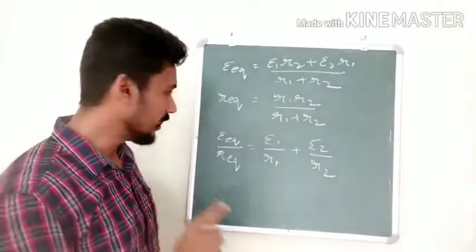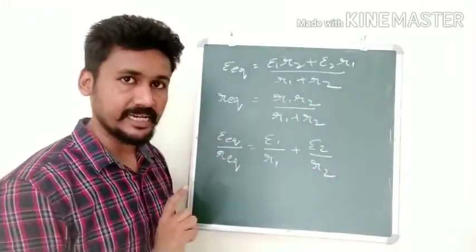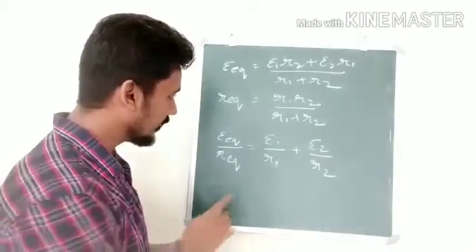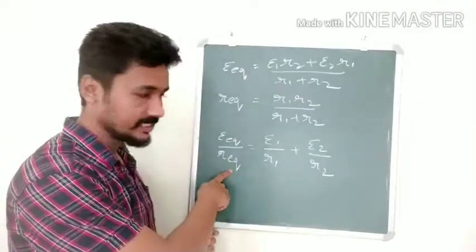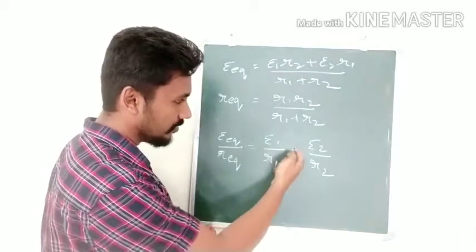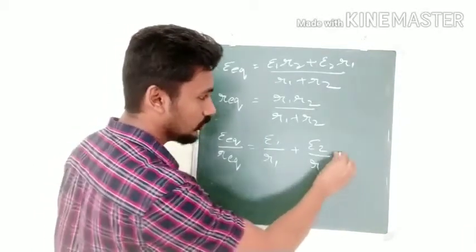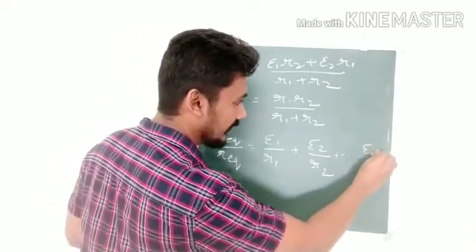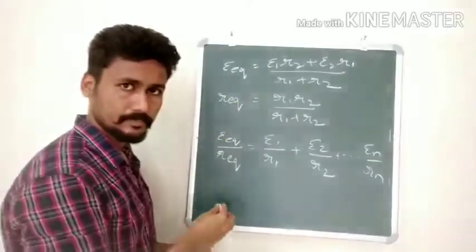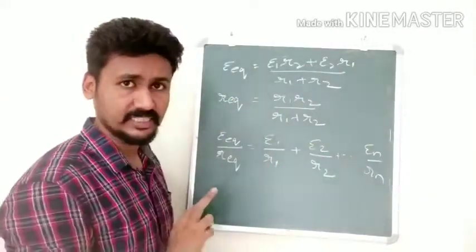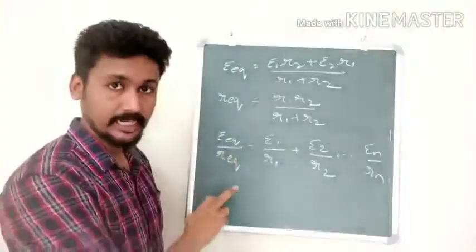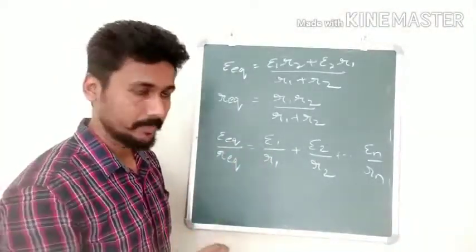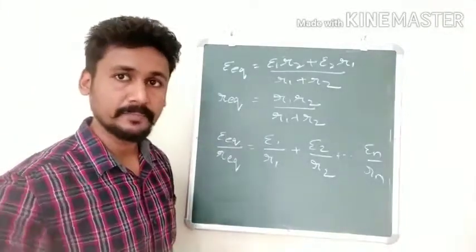One more thing you remember: if you have n number of cells connected in parallel, then the ratio of equivalent EMF to equivalent internal resistance we can write as E1/R1 + E2/R2 plus this can go until En/Rn. If we have n number of cells, finding the individual values will be difficult, but this is a very simple formula, so the ratio is very easy to find. So that is to be remembered.